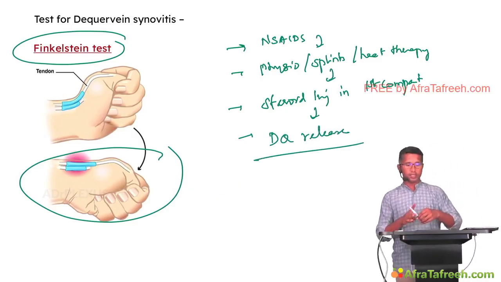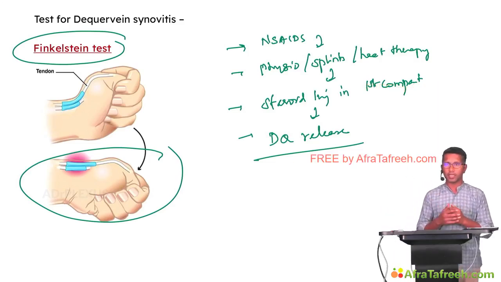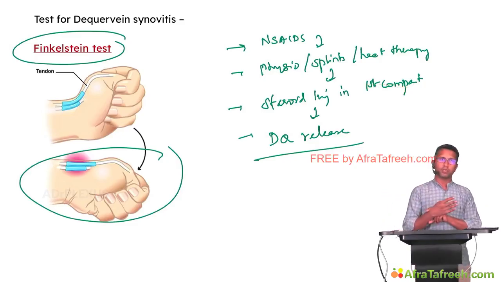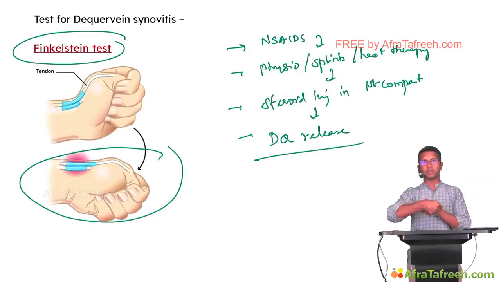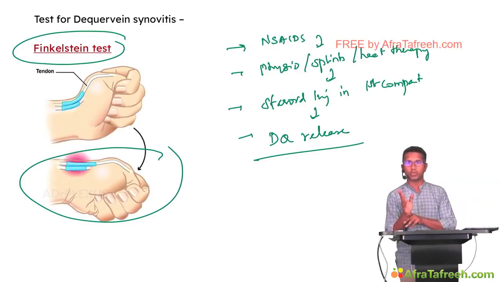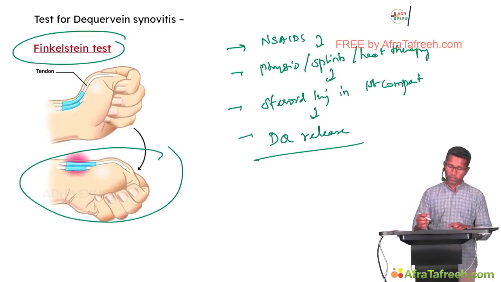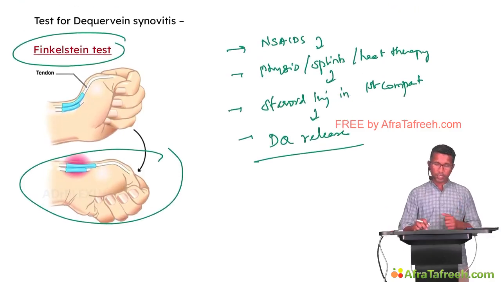Please remember guys, this is again an applied aspect question. A patient, a manual worker who uses his thumb frequently, comes with pain in the dorsum of the wrist. You do this maneuver, which is the Finkelstein test. He gets pain in this. What is the condition? De Quervain tenosynovitis. These are the treatment options guys. Okay, so with this we'll move to the next topic.